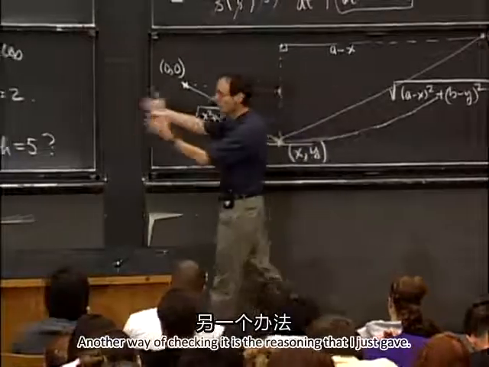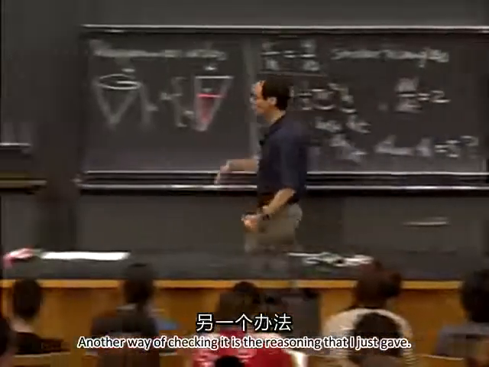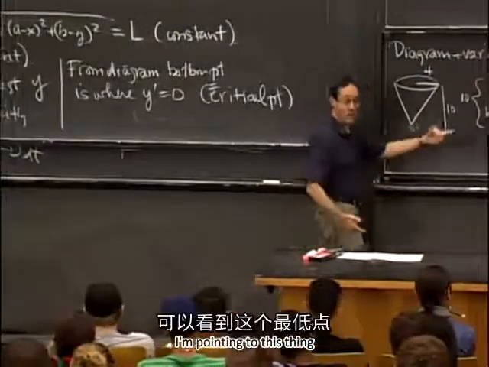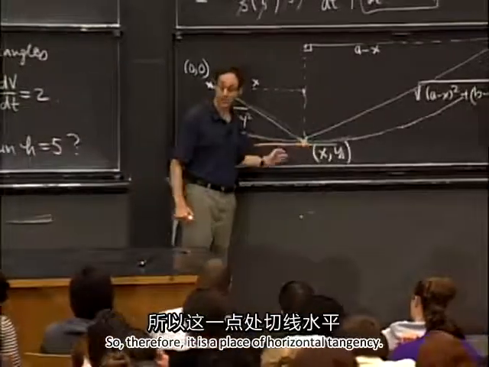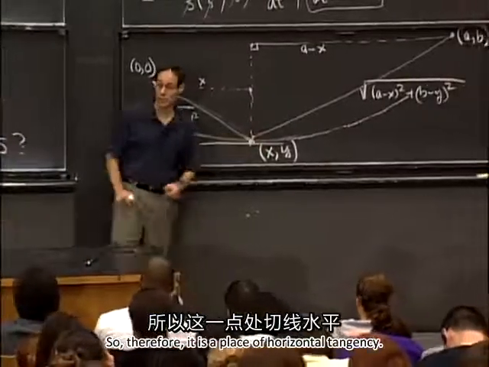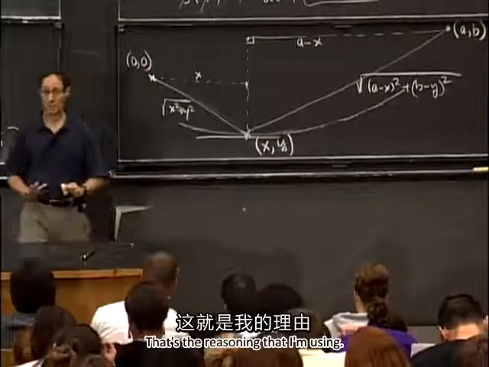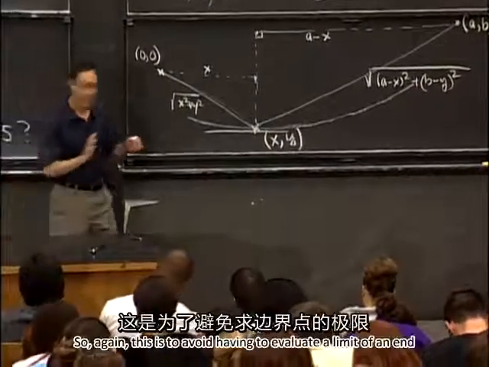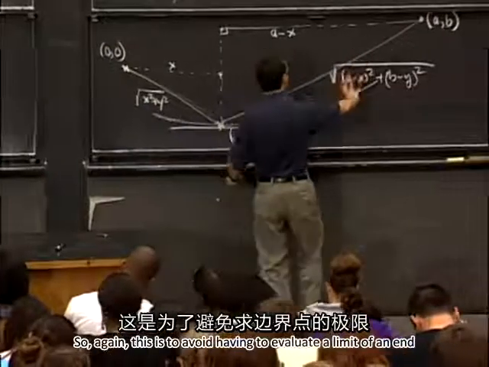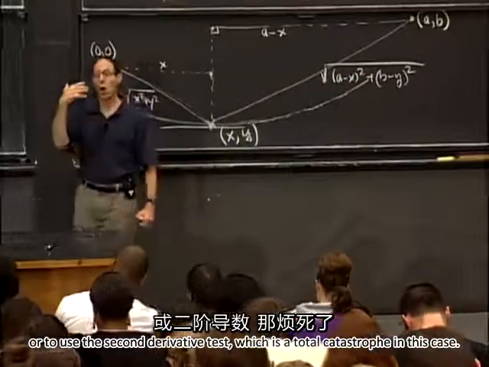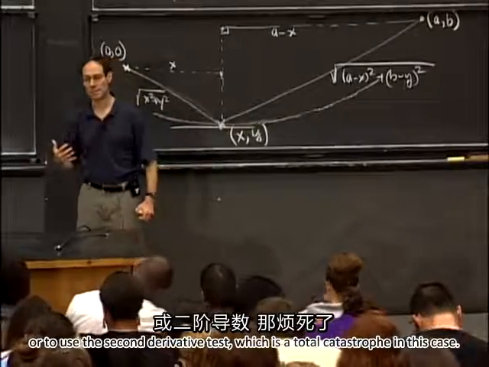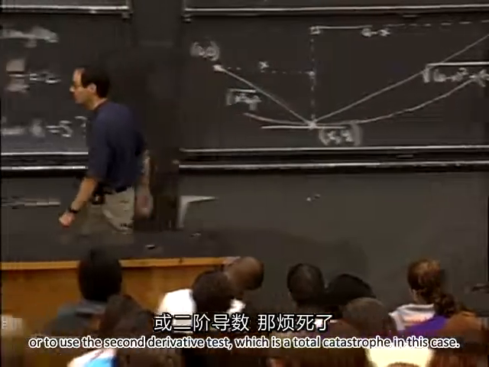Another way of checking it is the reasoning that I just gave, but it's really the same reasoning. I'm pointing to this thing and showing you that the bottom is somewhere in the middle, so therefore it is a place of horizontal tangency. That's the reasoning that I'm using. Again, this is to avoid having to evaluate a limit at an end or to use the second derivative test, which is a total catastrophe in this case. All right?